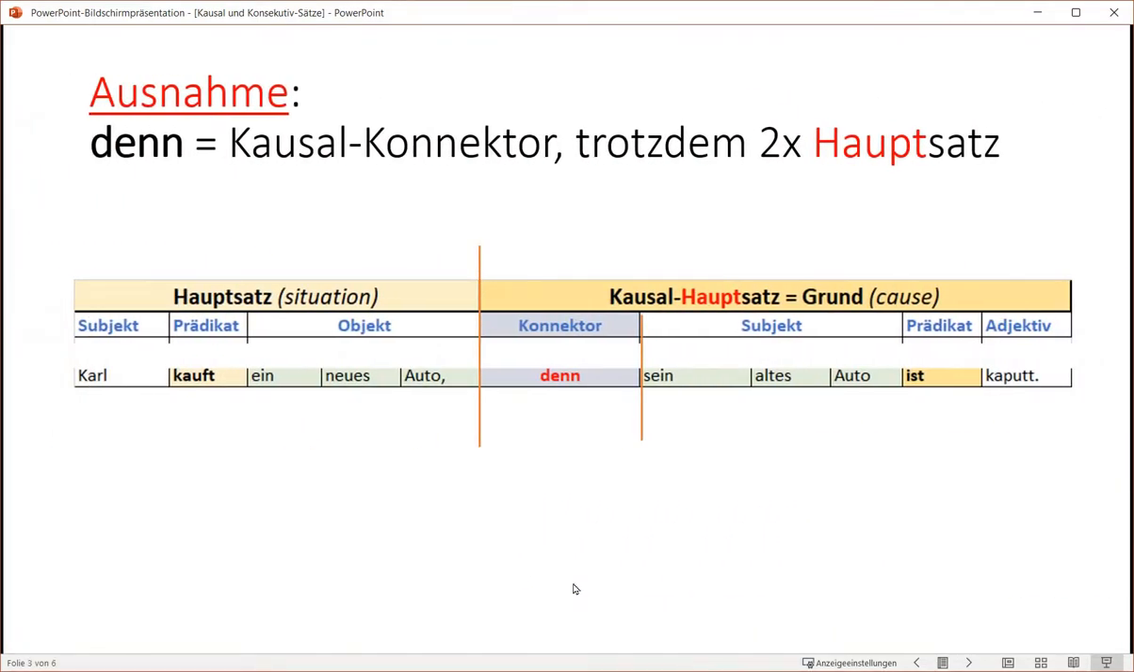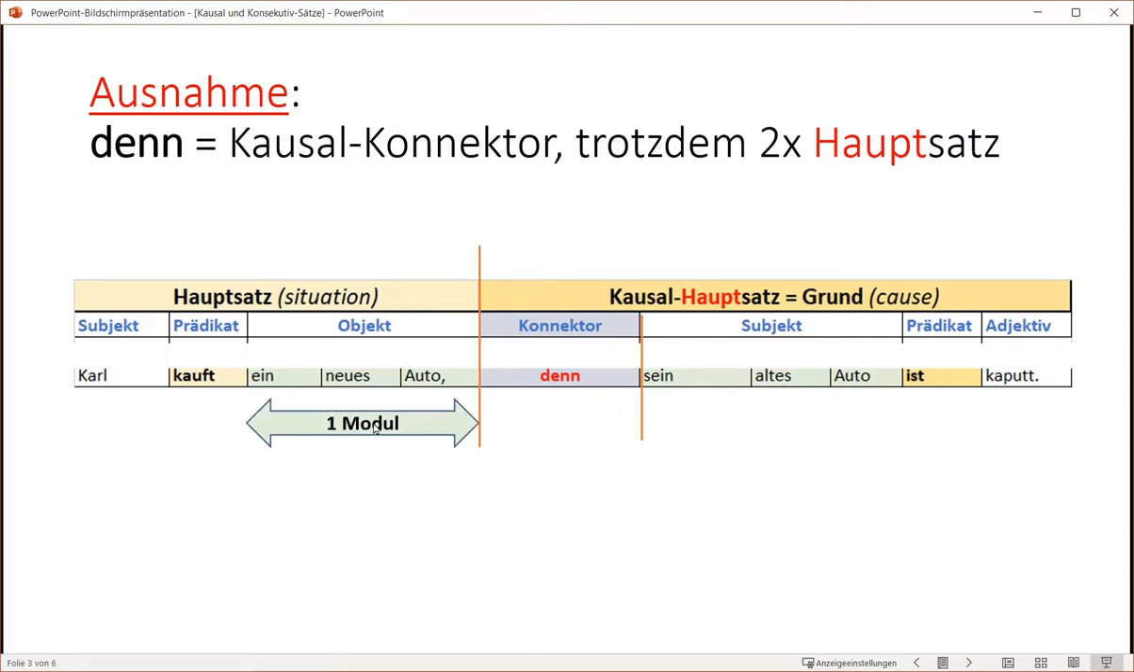Now let's look at an exception of these Kausalkonnektoren, which is the word denn. This will create 2 Hauptsätze. So we have on the left side our Hauptsatz, which gives us the situation like before, and here the reason. Again, Karl kauft ein neues Auto, denn sein altes Auto ist kaputt. As you know, this one itself is a Hauptsatz. Sein altes Auto ist kaputt.